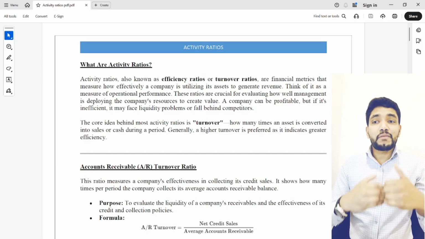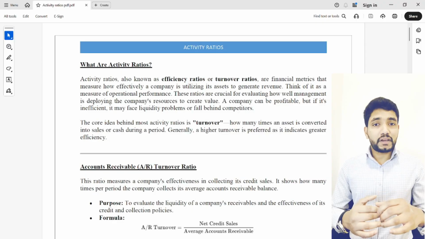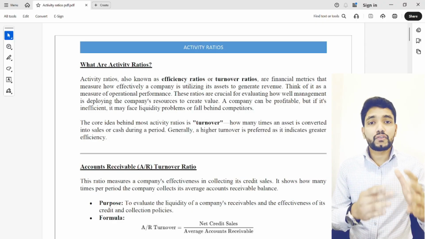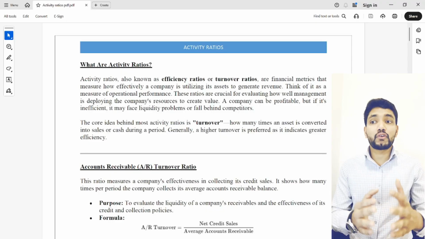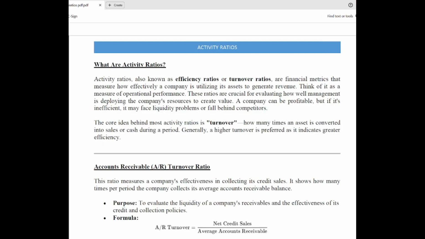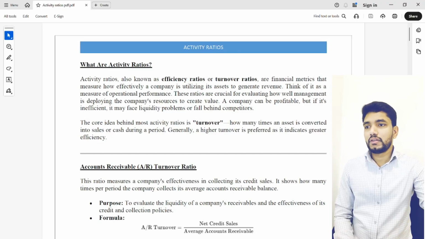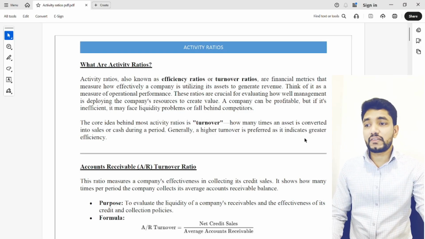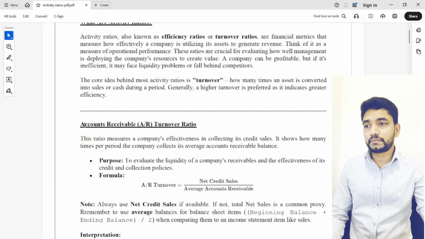In some cases, the company can be profitable, but it can be inefficient. So it may face liquidity problems or fall behind its competitors. So the activities ratios mainly measure the operational performance of a company. So we will move into the first ratio, that is the accounts receivable turnover ratio.